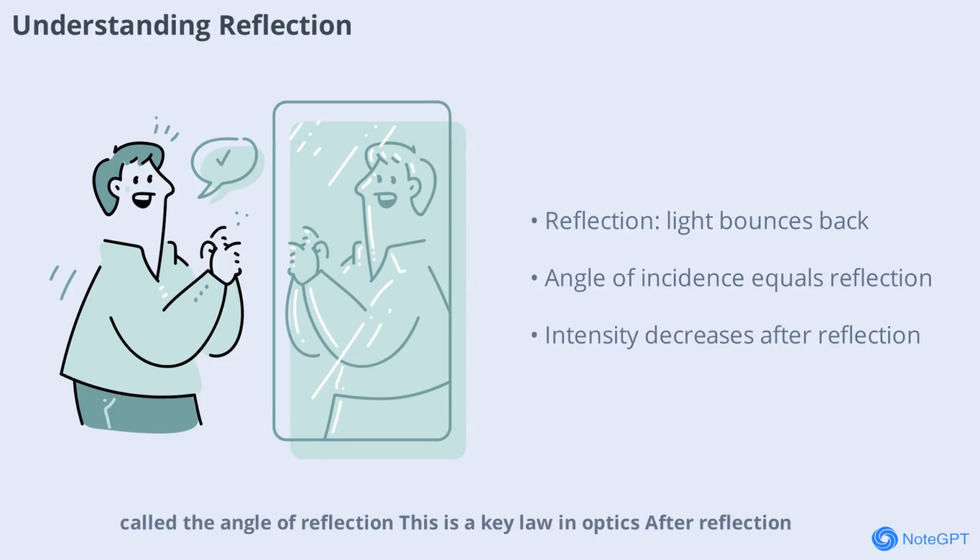After reflection, the light's velocity, wavelength, and frequency remain unchanged, but its intensity decreases. If the reflection occurs from a denser medium, there's an additional phase change of pi, which is an important detail in wave optics. Real images are formed when reflected rays actually meet, while virtual images appear to meet but don't physically converge. This distinction is crucial for understanding how mirrors work and sets the stage for our deeper dive into plane and curved mirrors.